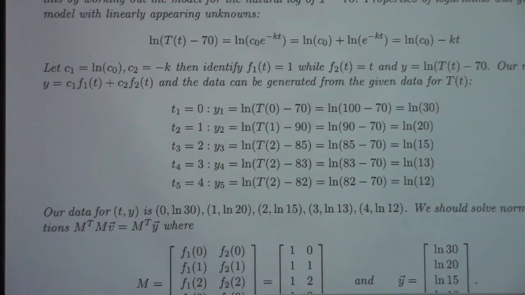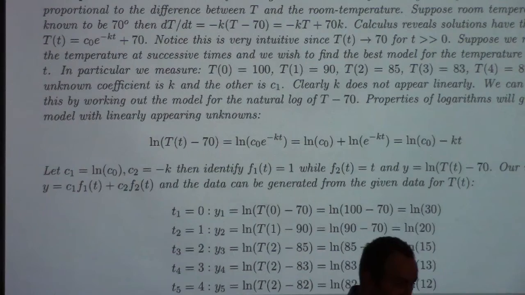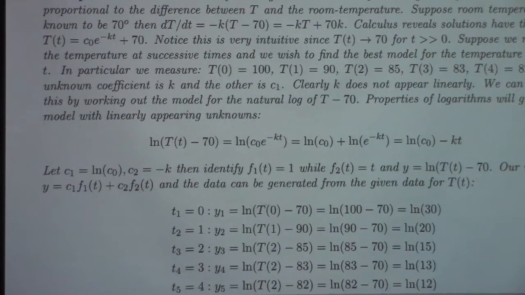You can even play games like this. Newton's law of cooling states that the rate of change of an object's temperature is proportional to the difference between the temperature of the object and room temperature, right? So, long story short, what model do we get? I say the natural log of the temperature at time t minus 70 is the natural log of C naught minus kt. Here's the solution, right? This is the model function: C naught e to the minus kt plus 70. I know the ambient temperature is 70 degrees for some reason in this problem.